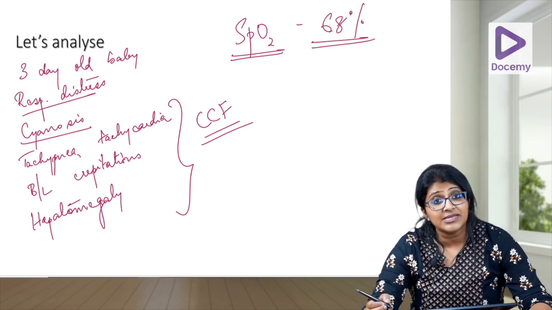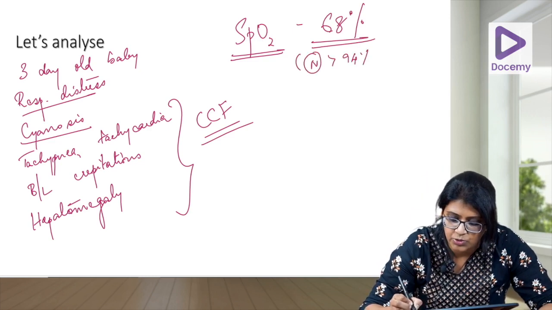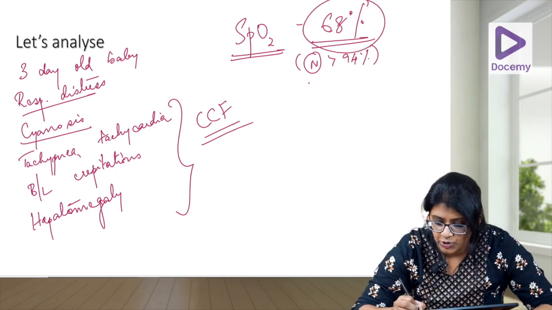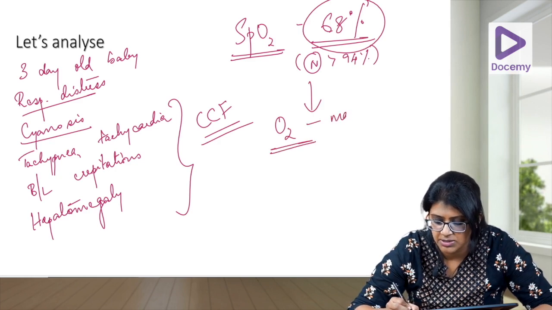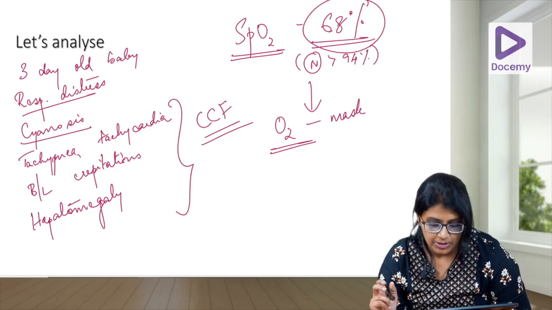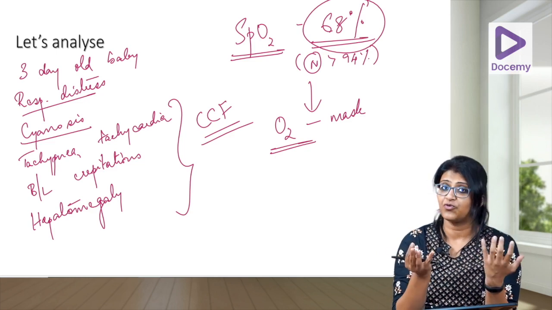Now, your normal saturation has to be more than 94%. You get a saturation of 68%. Now, this is really scary. What are you going to do? You are going to start this child on oxygen, right? So, you start oxygen by mask or by nasal prong. Now, once you start oxygen, what we are next going to do is wait to see if the saturation improves.